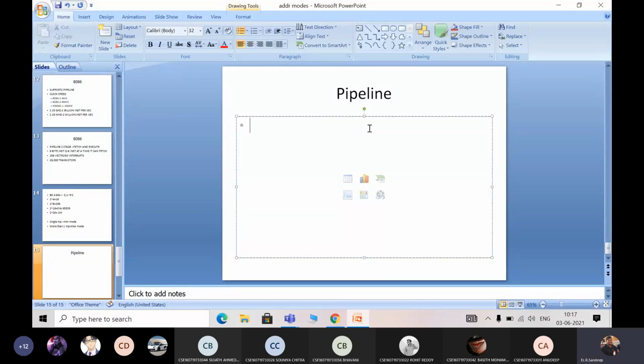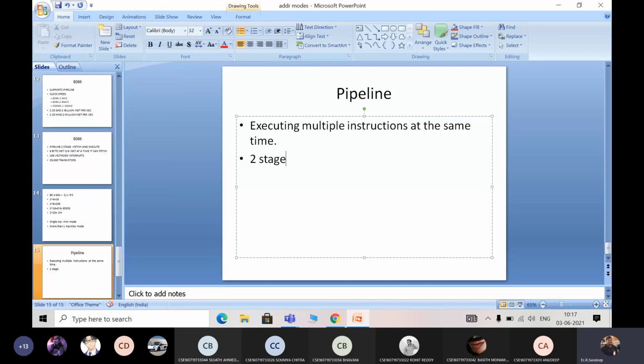So the concept is executing multiple instructions at the same time. If you are executing multiple instructions at the same time, we are calling it a pipeline. So if you are taking 8086 microprocessor, it is a two-stage pipeline.